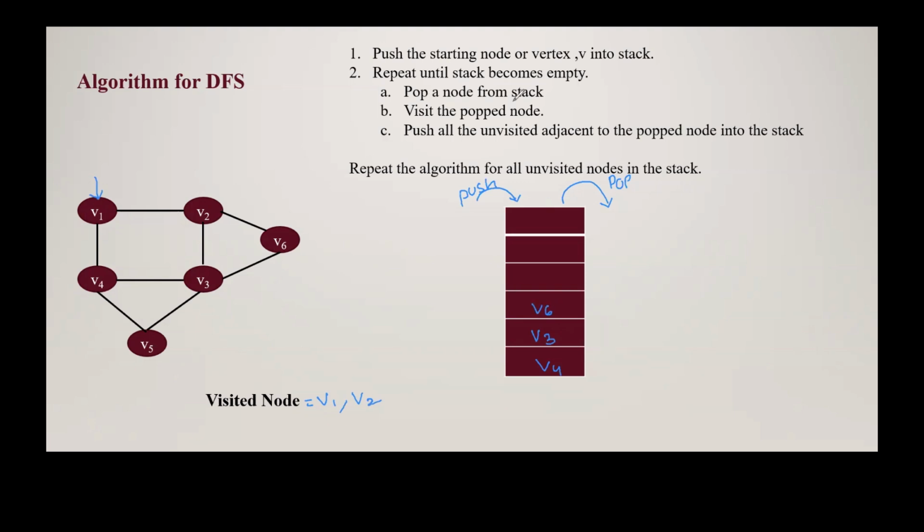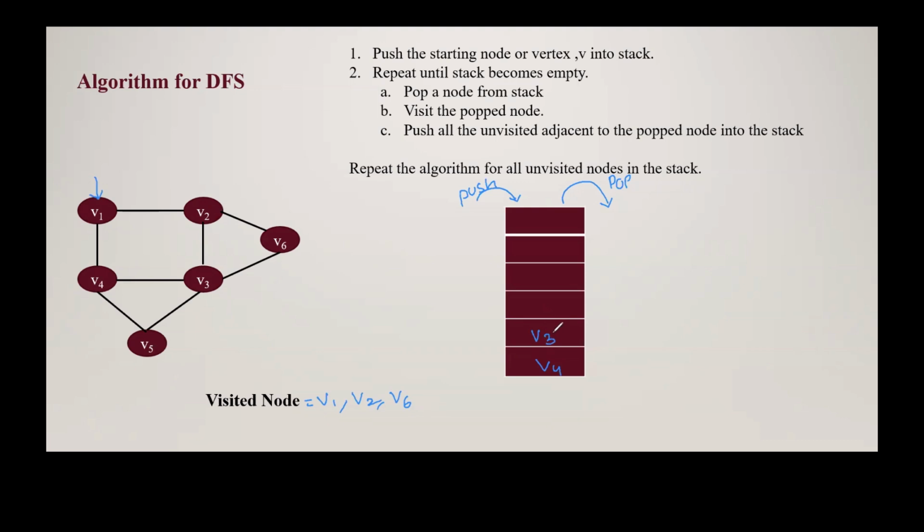Then we have to pop a node. So pop means B6, we have to pop. Once we pop it, we make it visited and we have to push all the unvisited adjacent nodes. So now from B6, B2 is present, but B2 is visited. Unvisited, V3, no, V3 is already present inside, so we cannot push anything.